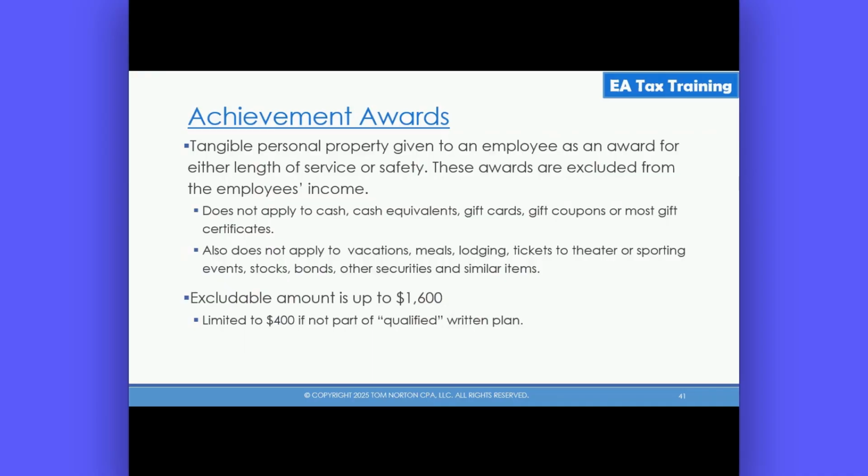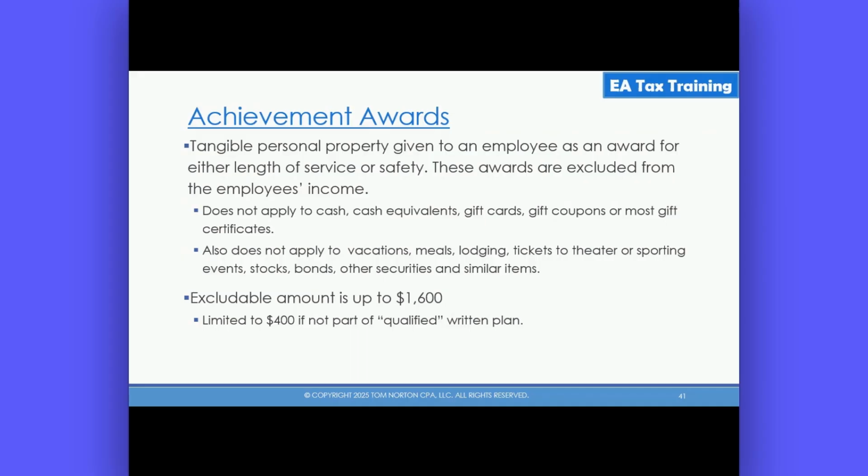Achievement awards. Tangible personal property given to an employee as an award for either length of service or for safety are deductible. They are also excluded from the employee's income. Now, this does not apply to cash, cash equivalents, gift cards, coupons, gift certificates, or to vacations, meals, lodging, tickets to theater or sporting events, etc. It is tangible personal property. So this is the stereotypical gold watch when you retire. Do not have to include that in income. Or it could be some award that you get for not having any workplace accidents, that kind of thing.